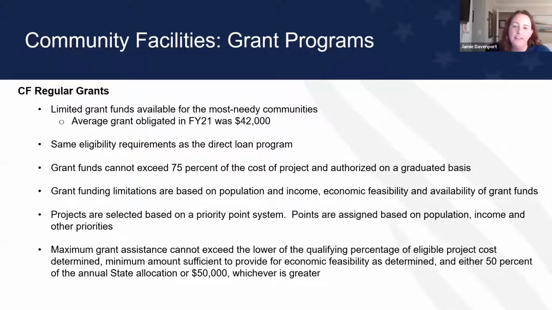We fund a portion of project costs. We don't fund 100% of projects with grant funding. It typically ranges from 35 to 75% of the total project costs. And the percent that we cover in grant funding is based on population and MHI. So projects that are located in the smallest communities, less than 5,000 population, and facilities that serve communities with the lowest median household income, those projects are eligible for larger portions of the grant, up to 75%.